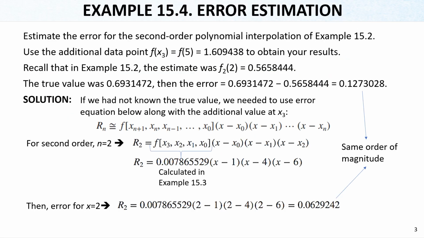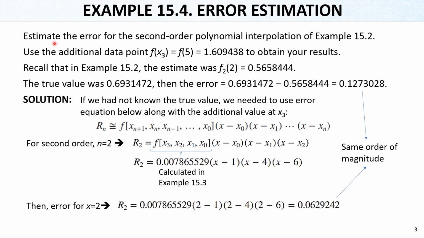Here we continue on our example. In 15.1, 15.2, 15.3 we solved for first, second, and third order Newton's polynomials, and we will now have the error estimation in this example 15.4 for the same problem. And if you remember, the problem was using the function of ln, the natural logarithm, to find the values.